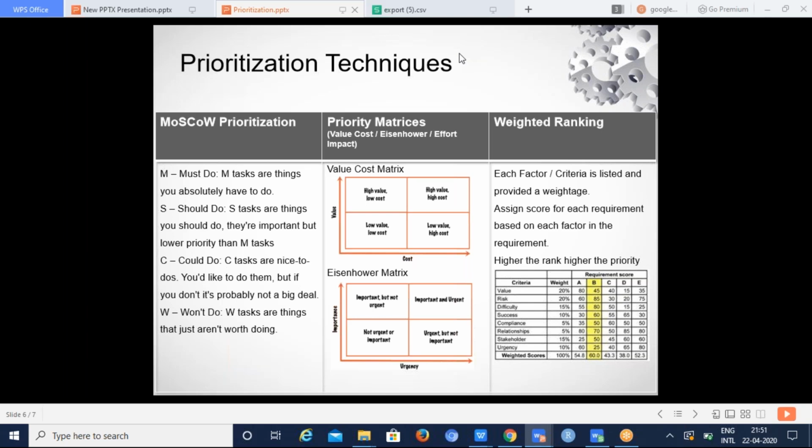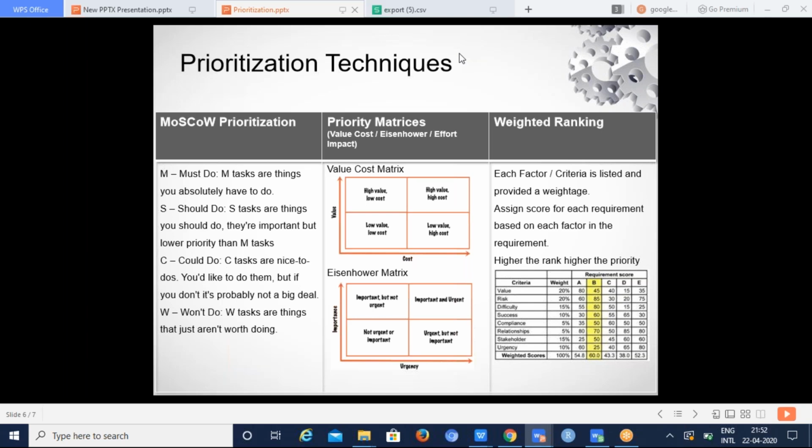And the final one we have is won't do. In the case of won't do, it's not required to do it. Even if you develop those requirements, it's not going to help you or add any value to your application.